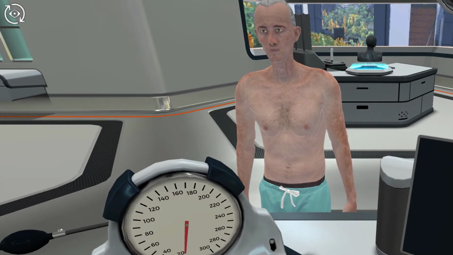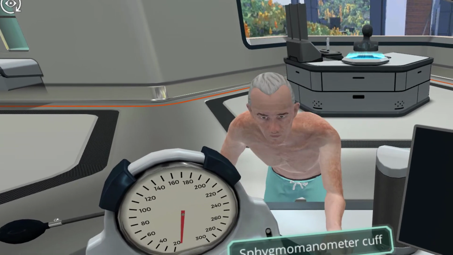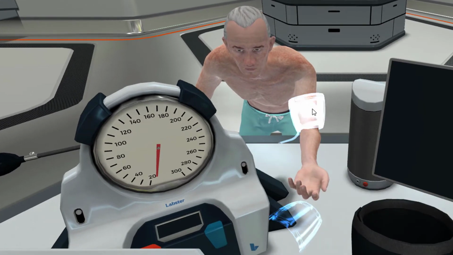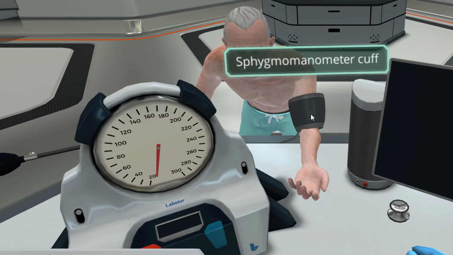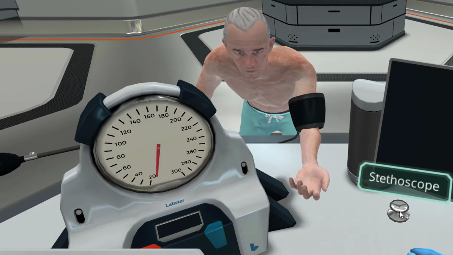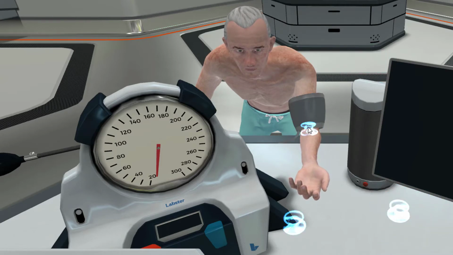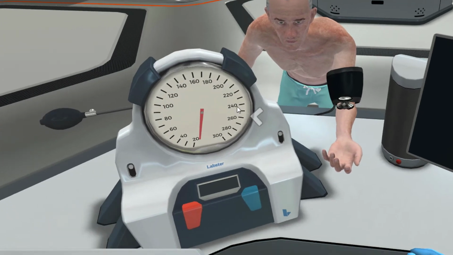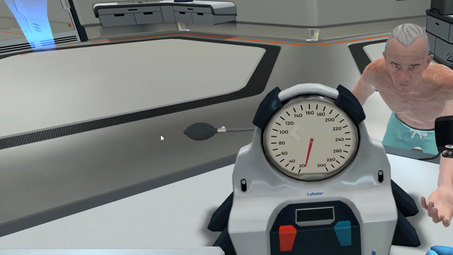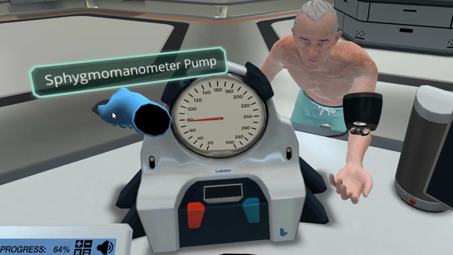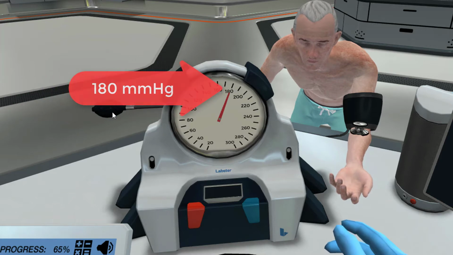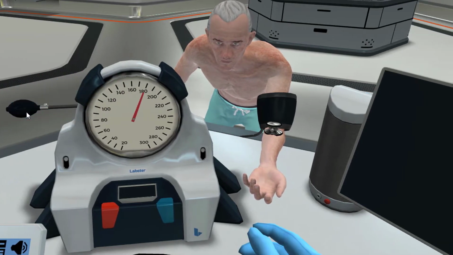Here's Frankie again. Let's set the sphygmomanometer and the stethoscope to start measuring. Place the sphygmomanometer on the patient's arm. Place the stethoscope on the patient's arm. Pump air into the cuff until it reaches 180 millimeters of mercury. Good job. The pressure is up to 180 millimeters of mercury.